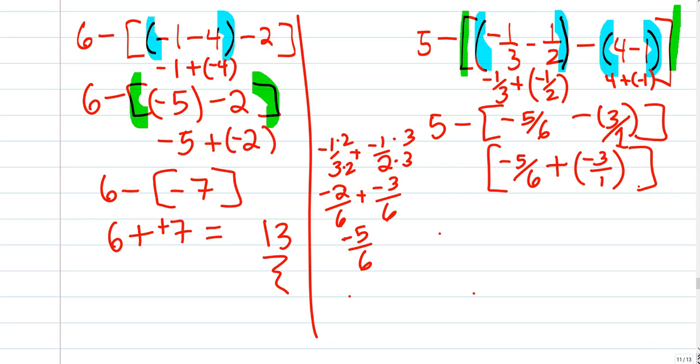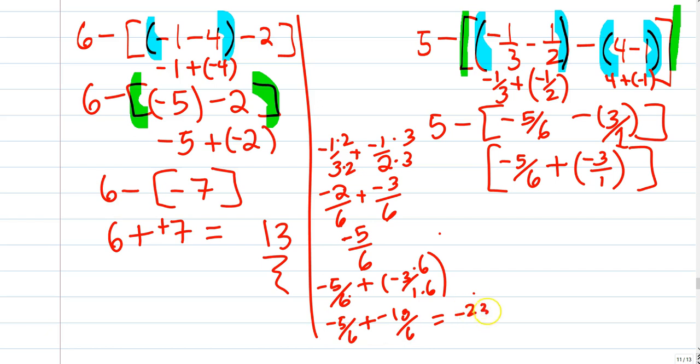Again, I'm going to bring that work to the side. So negative 5/6 plus negative 3 over 1. Common denominator, this one has a 6, this one has a 1. Give this a 6, top and bottom. So I have negative 5/6 plus, how about negative 18/6? Same sign, they combine to give us negative 23/6. So now I have 5 minus, what did this become on the inside? Negative 23 over 6.